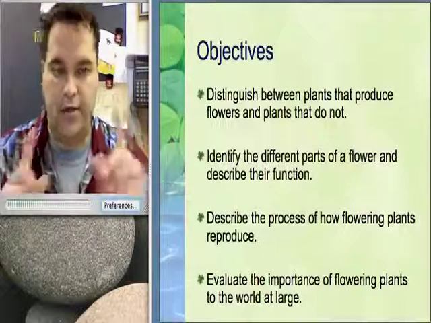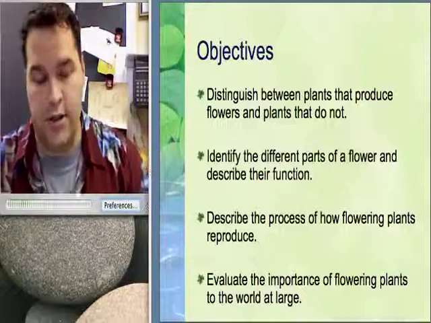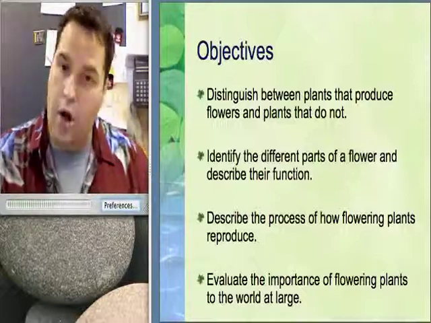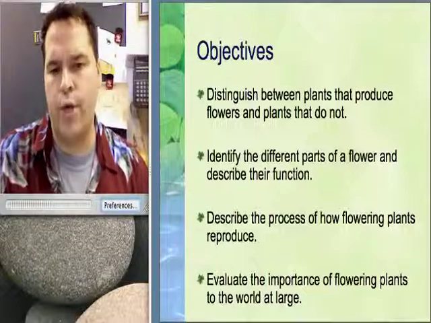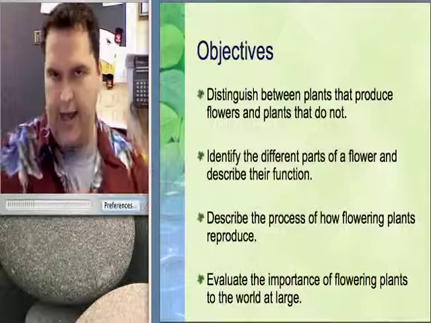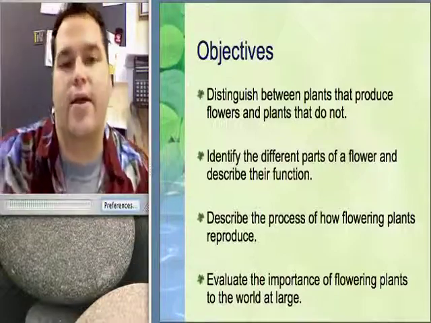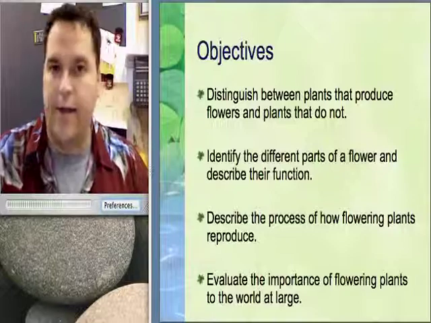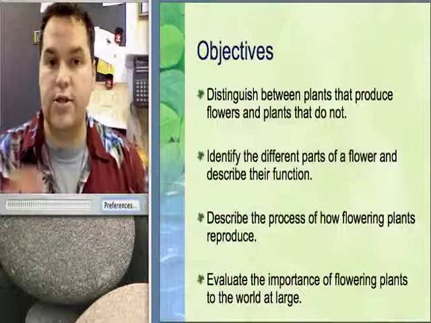More specifically, as you can see on the screen, we want to know the difference between those plants that do produce flowers and those that don't. We need to understand the parts to a flower and what each part does. We want to understand how flowering plants create new plants, which is their whole purpose anyway. And lastly, we want to evaluate the importance of flowering plants to the plants in the world at large. Okay, so let's go ahead and get started.